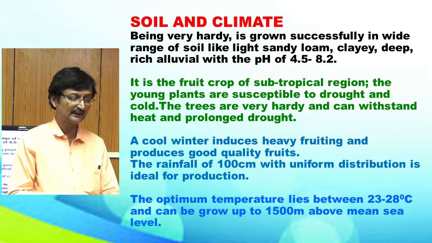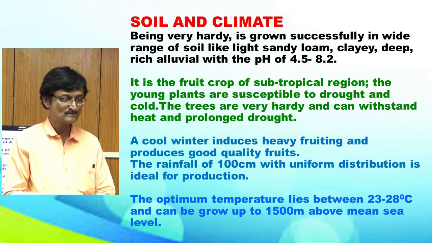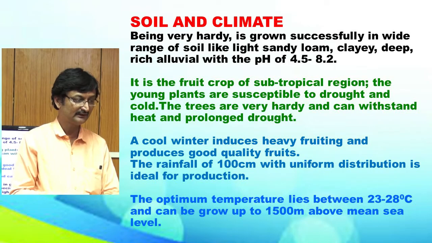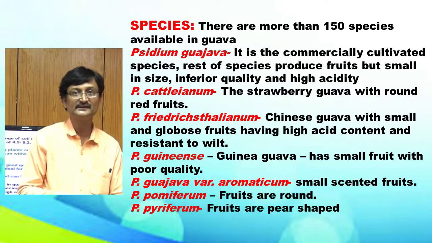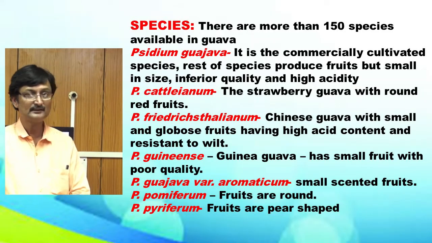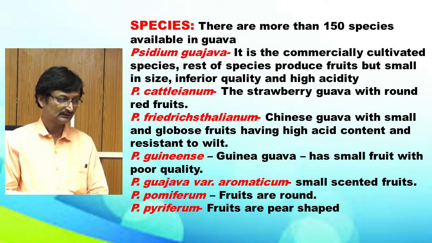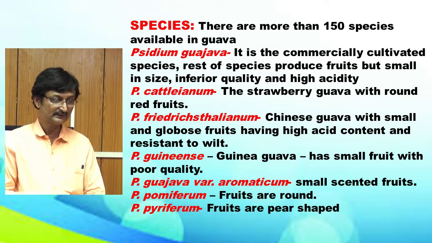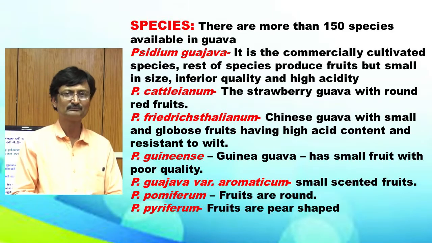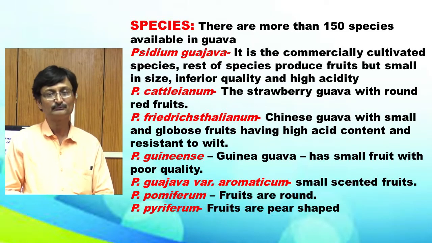The optimum temperature lies between 23 to 28 degrees Celsius, and it can be grown up to 1500 meters above mean sea level. Now, species. What are the main species? There are more than 150 species available in Psidium. Psidium guajava is the commercially cultivated species. The rest of the species produce fruit of very small size, inferior quality, and very high acidity.